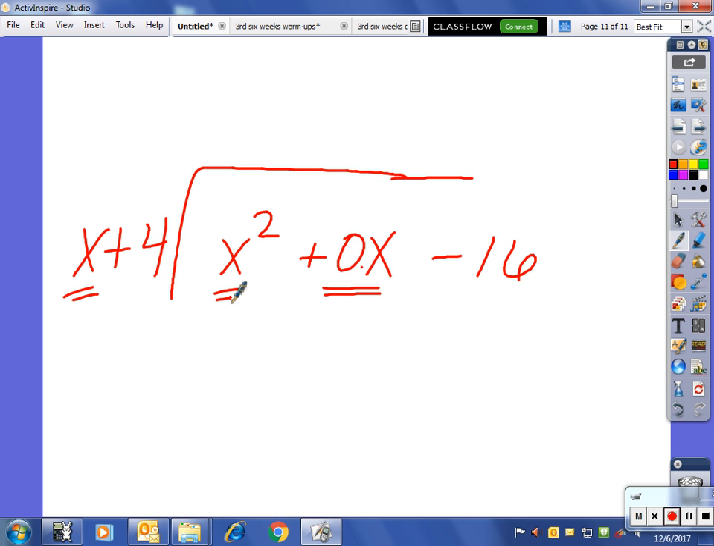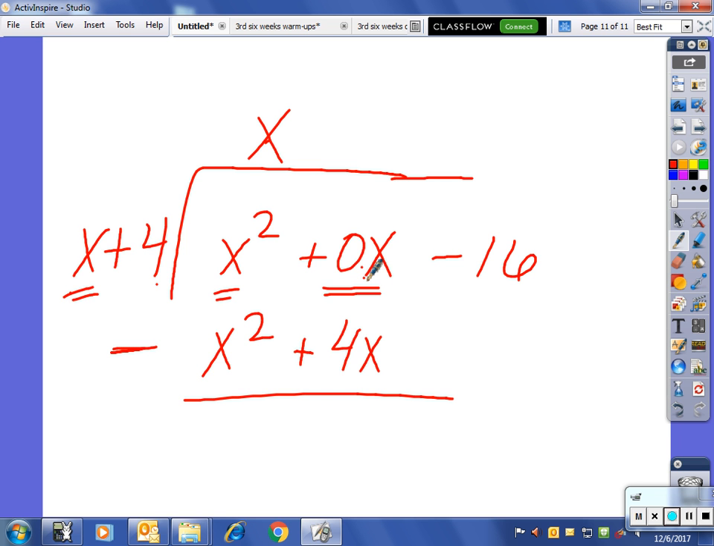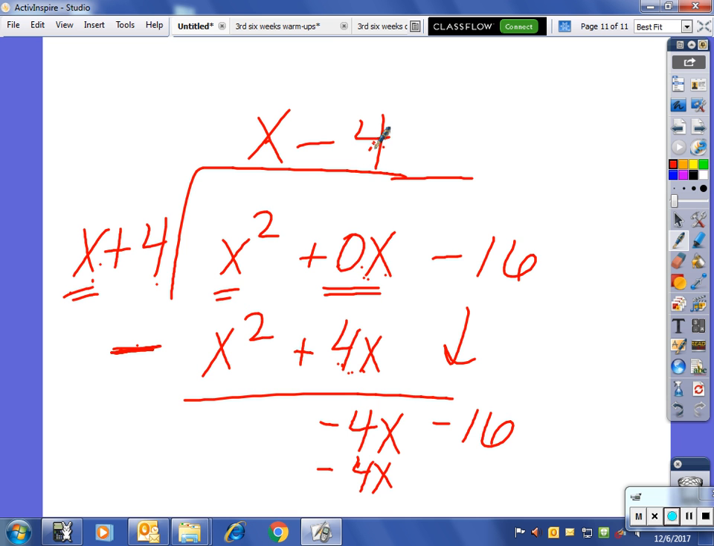Now, how many times does x go into x squared? x times. What is x times x plus 4? x squared plus 4x. Now, be careful here. What is 0 x's minus 4 x's? Negative 4x. 0 minus 4. That minus sign turns this 4x into a negative 4x. All right, now bring down the minus 16. How many times does x go into negative 4x? Negative 4 times. So negative 4 times x is negative 4x, and sure enough, negative 4 times positive 4 is negative 16, and I don't have any remainder.